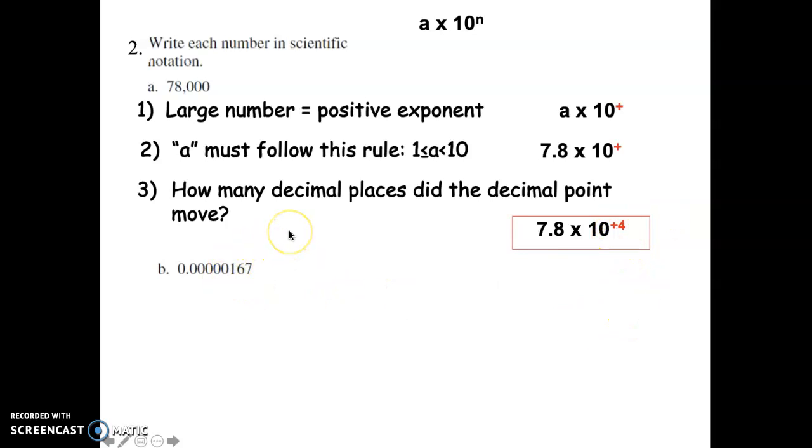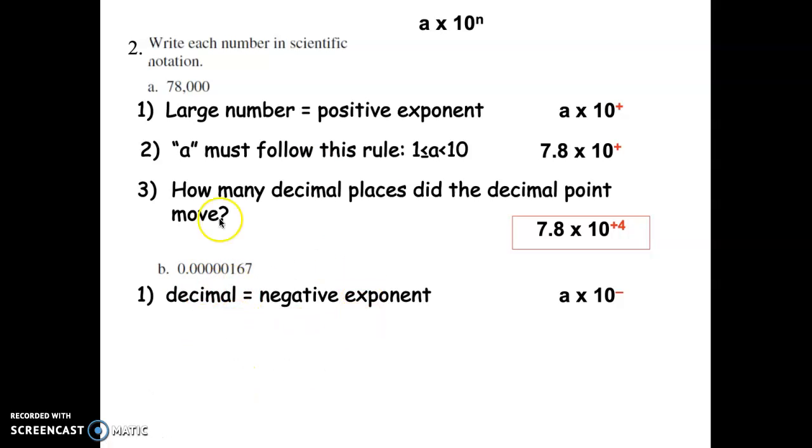All right, take a look at B. Step 1, do I have a large or small number? It's a small number, so the exponent on my power of 10 is negative. Now let's get that factor of A. Pick up your decimal point and move it where? Do I put it between the 6 and the 7? No, because 16.7 is not between 1 and 10. Do I put it between the 1 and the 6? Yes, because 1.67 is between 1 and 10.